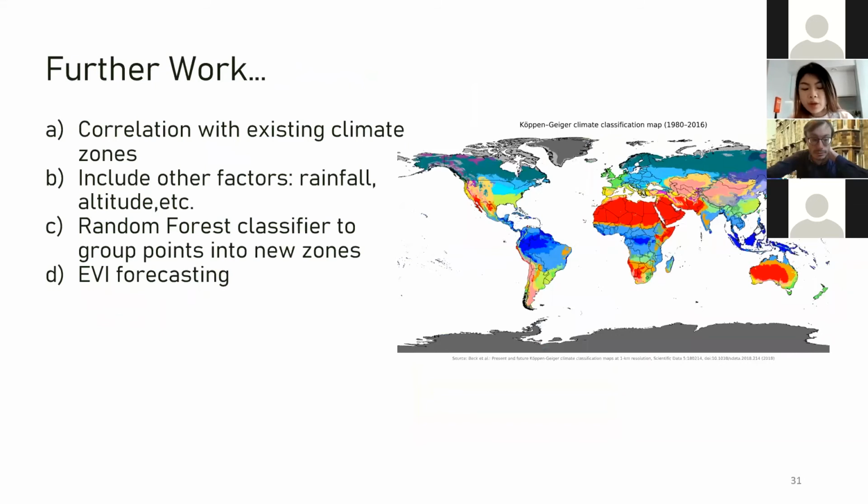As some ideas of what we'll do next, we plan to examine the correlation between greening and browning trends with existing climate zones, like the Peru climate zones map we just showed, and the Köppen climate zone shown here.